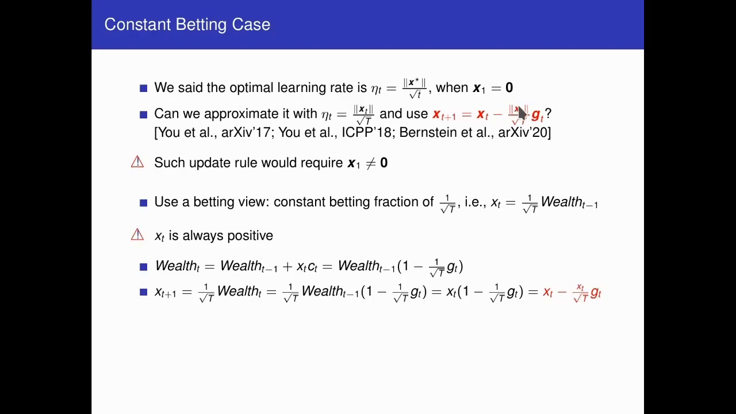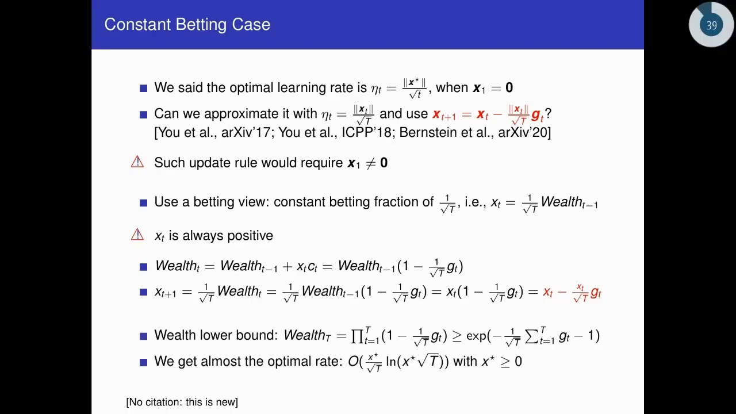Now, these two updates are exactly the same. Here, the norm is missing, but we are in one dimension, and x is always positive. So these are exactly the same thing when you go to positive side 1D. Now, this is a betting algorithm. Can we show that this converges as an optimization algorithm?